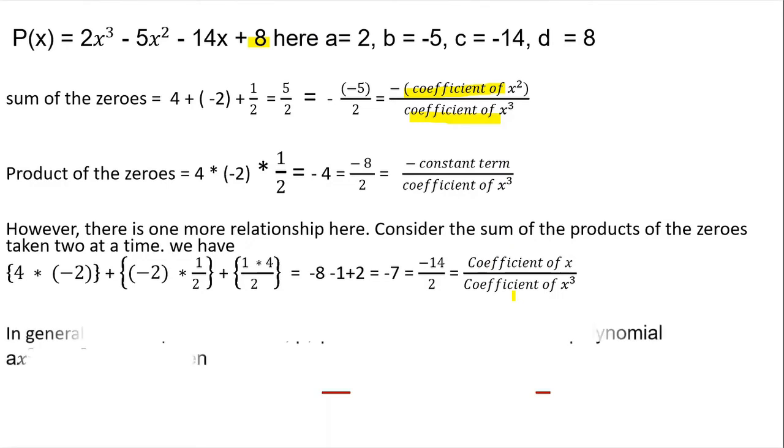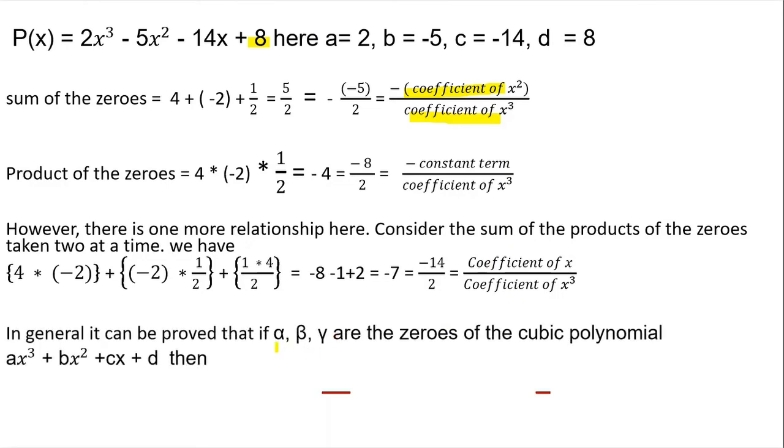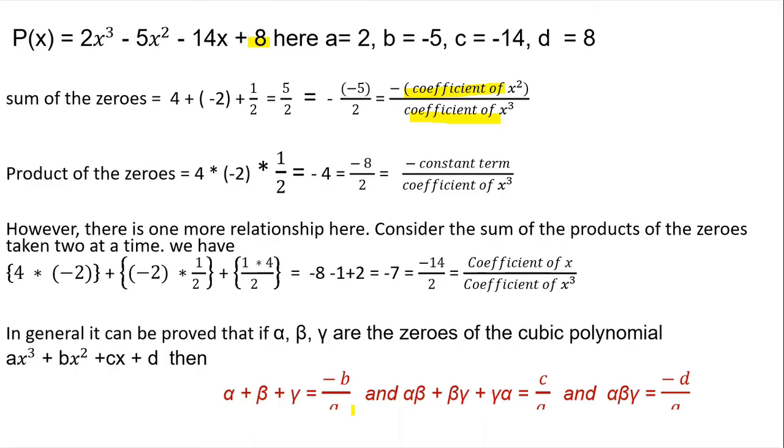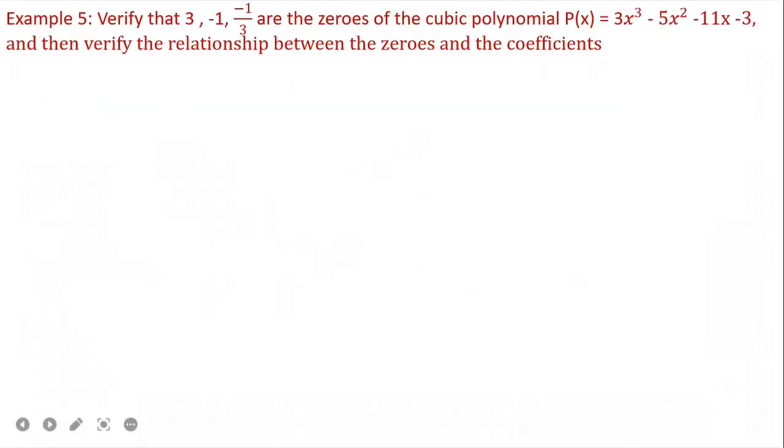Now in general, it can be proved that if alpha, beta, gamma are the zeros of a cubic polynomial ax cubed plus bx squared plus cx plus d, then the sum of its zeros alpha plus beta plus gamma is equal to minus b by a, the sum of the products of two zeros at a time, that is alpha beta plus beta gamma plus gamma alpha, is equal to c by a, and the product of its zeros alpha beta gamma is equal to minus d by a.